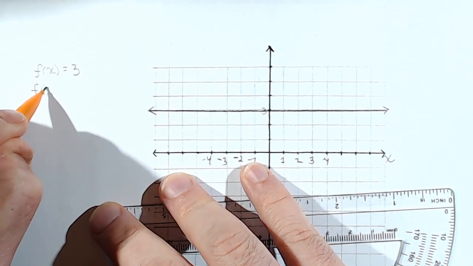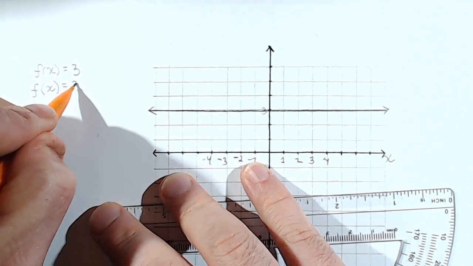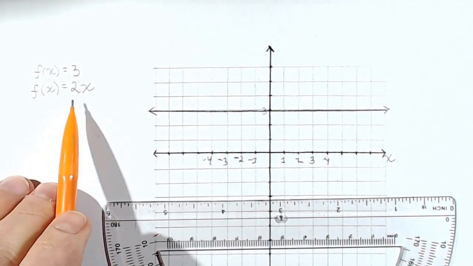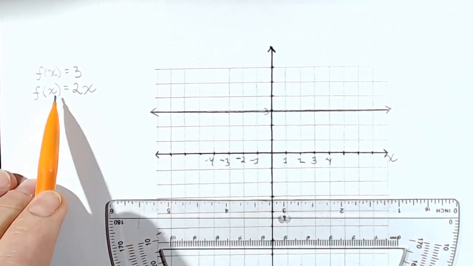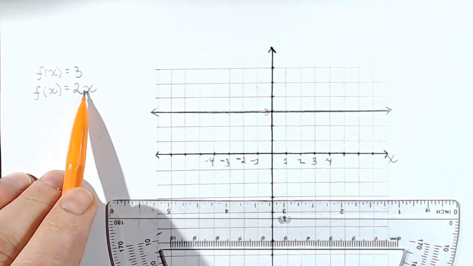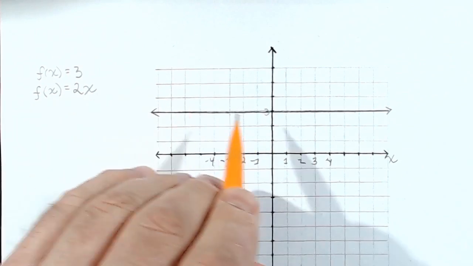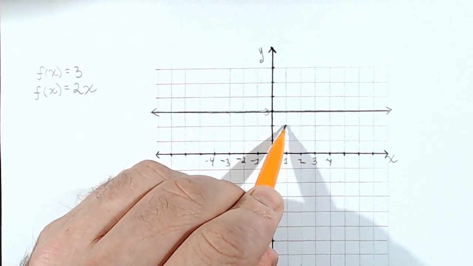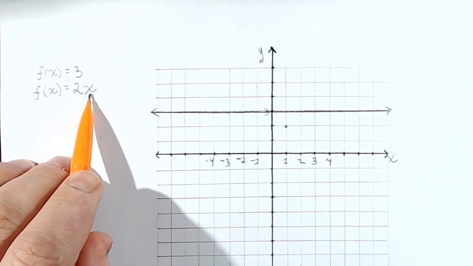How about f of x equals 2x? Okay, well now when we plug in an x value, we have to multiply it by 2. So if I plug in f of 1, then that's 2 times 1. Well, 2 times 1 is 2. So at x equals 1, f of x equals 2. So on the y-axis, f of 1 is 2. Put a dot there. How about f of 4?